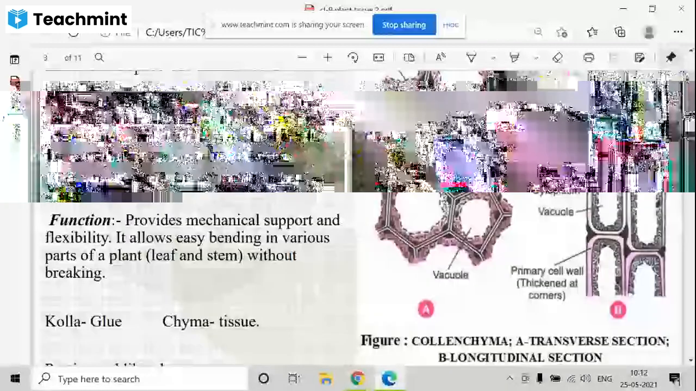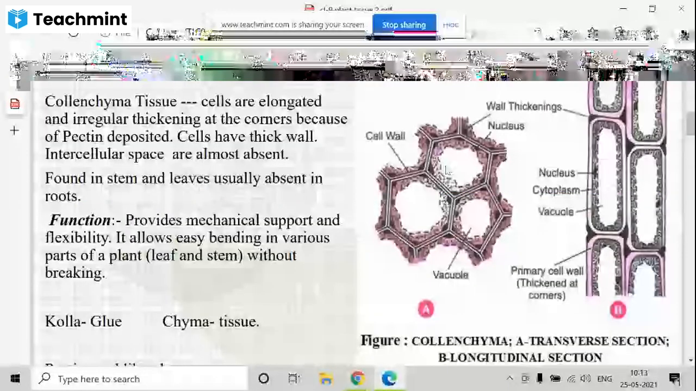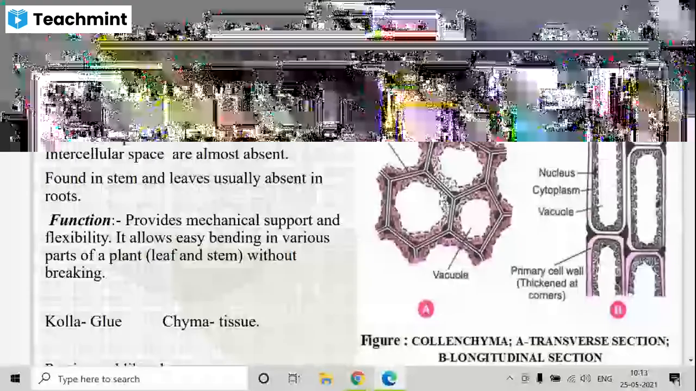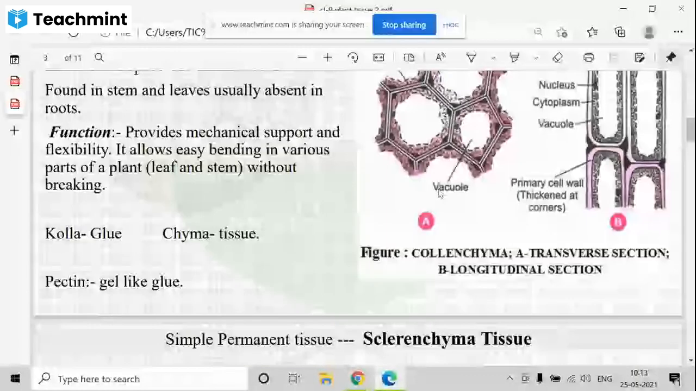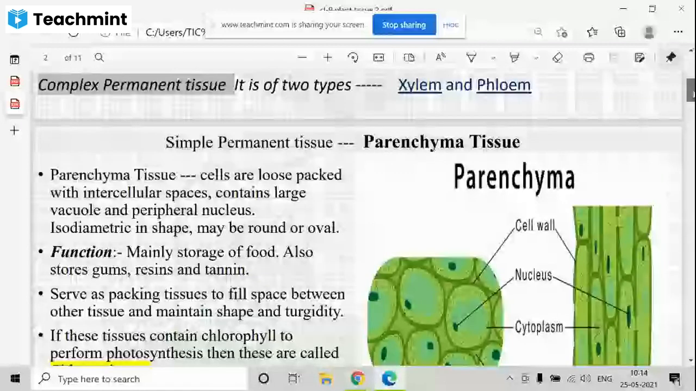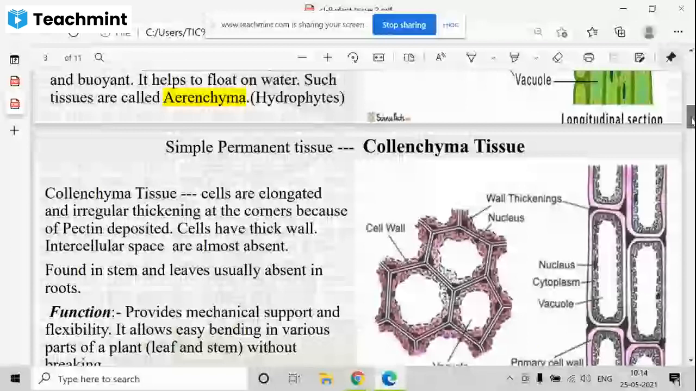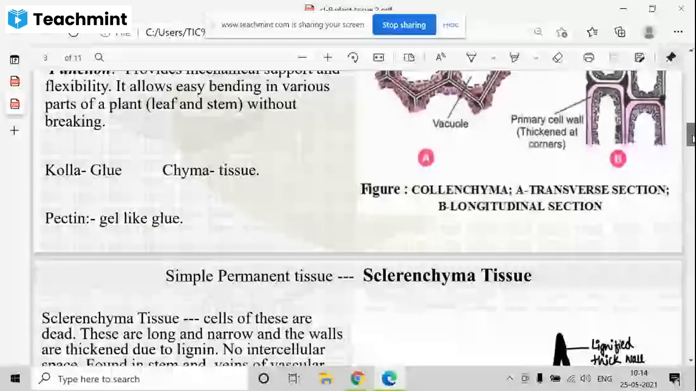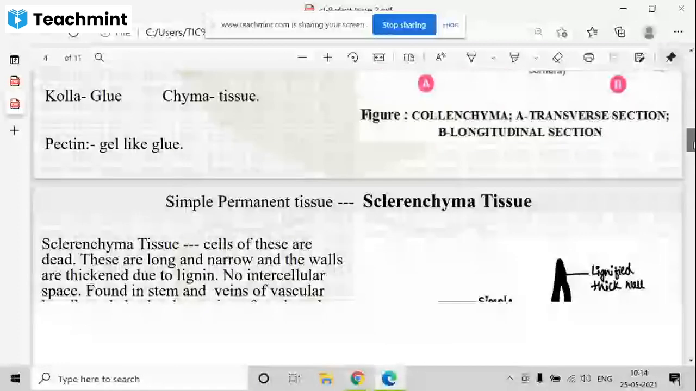The word collenchyma comes from kolla, K-O-L-L-A, which is Greek for glue. These glues make it very strong and stout and do not allow it to break down. Clear? So it is usually found in stem and leaves. For now, the first type is parenchyma, the second is collenchyma. In collenchyma we are not going for two types, only one type is there.